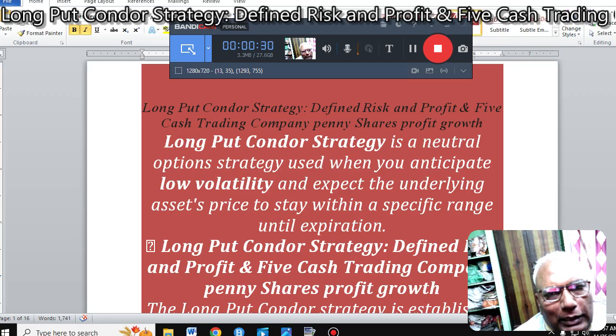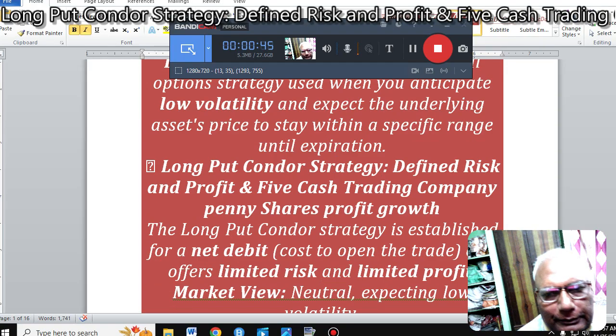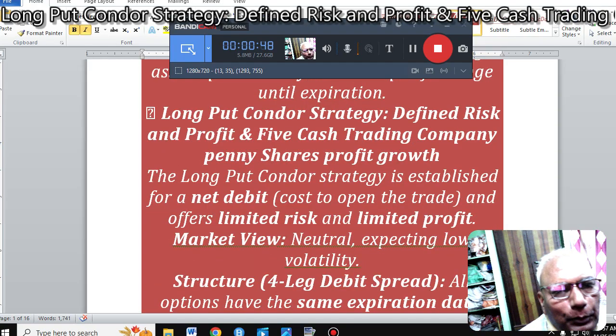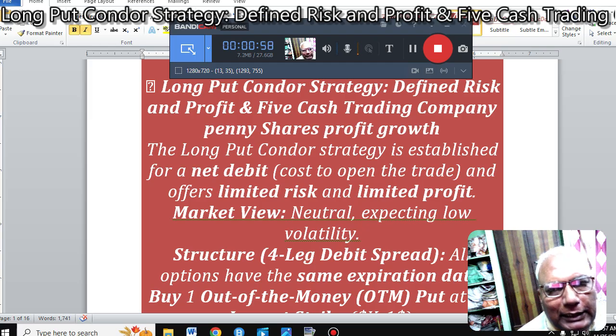The Long Put Condor Strategy is a neutral option strategy used when you anticipate low volatility and expect the underlying asset's price to stay within a specific range until expiration. It is established for a net debit cost to open the trade and offers limited risk and limited profit.